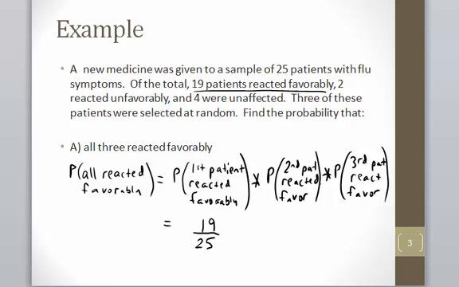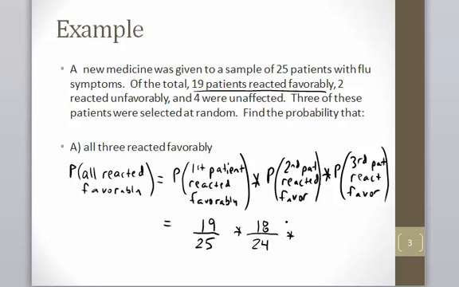Well, what about the second patient? Now, keep in mind that once you have selected a patient and you know that that patient reacted favorably, that patient is then removed from the total. So now we don't have 25 patients to look at, but we have 24, because we already know that the first patient reacted favorably. So how many are left to react favorably? We started with 19, now we're down to 18.